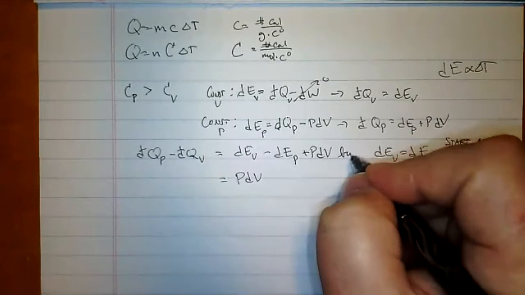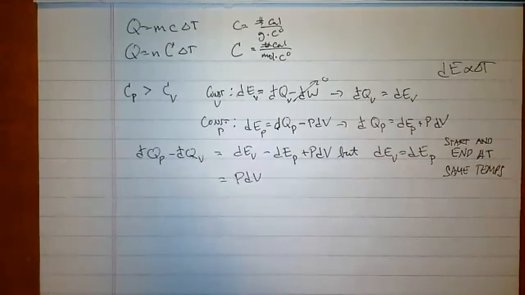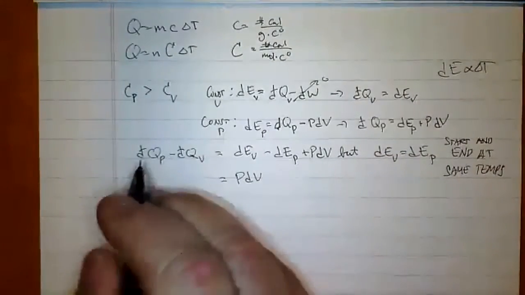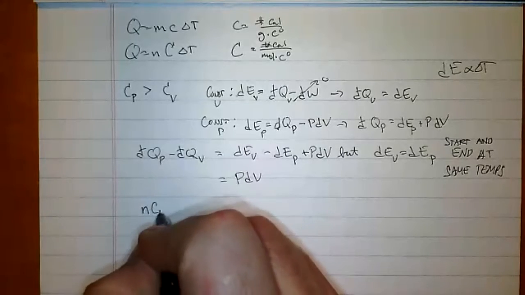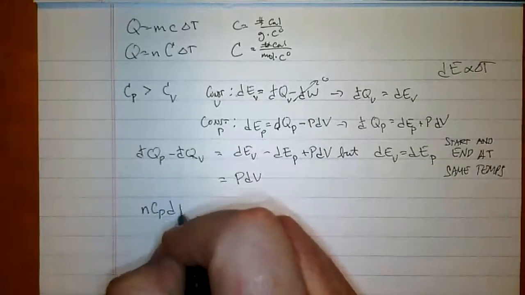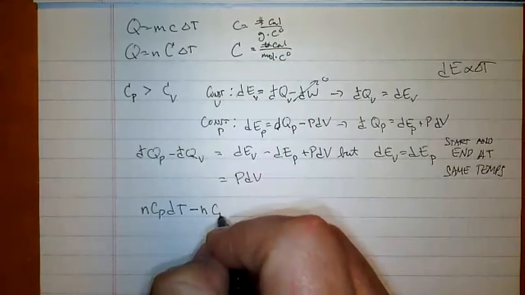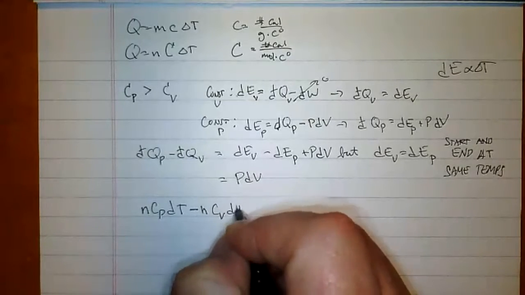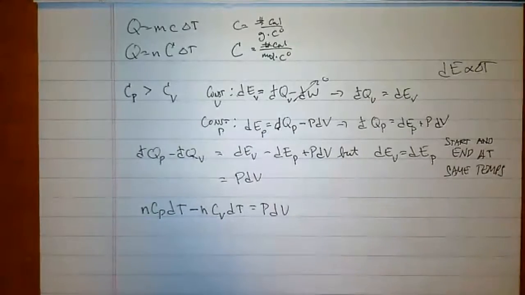So that'll make some sense out of that. Okay. So now that we got that, we can say, okay, well, wait a second. Let's go back to our definitions of dQ. What we're going to say is this is n Cp times dT minus n Cv times dT. And those dT's, of course, are the same. And that's P dV.